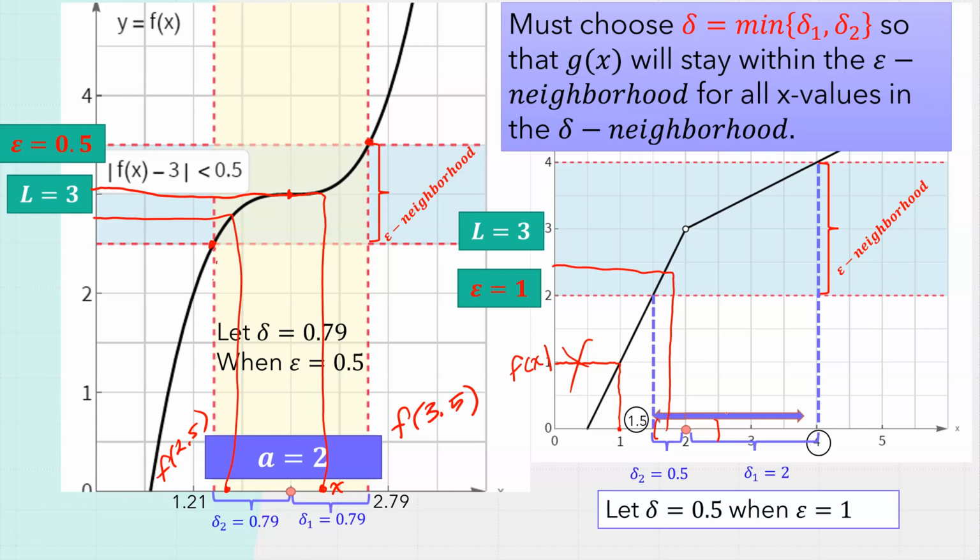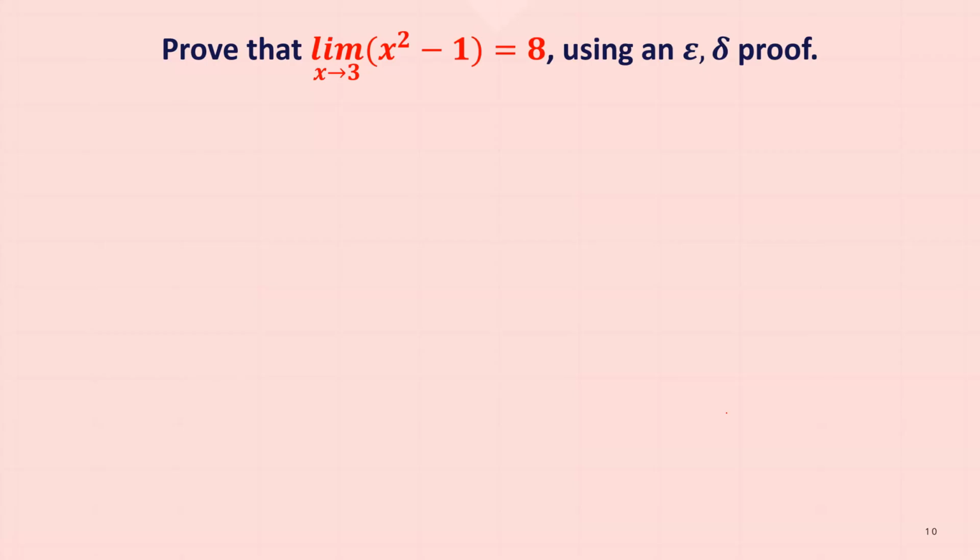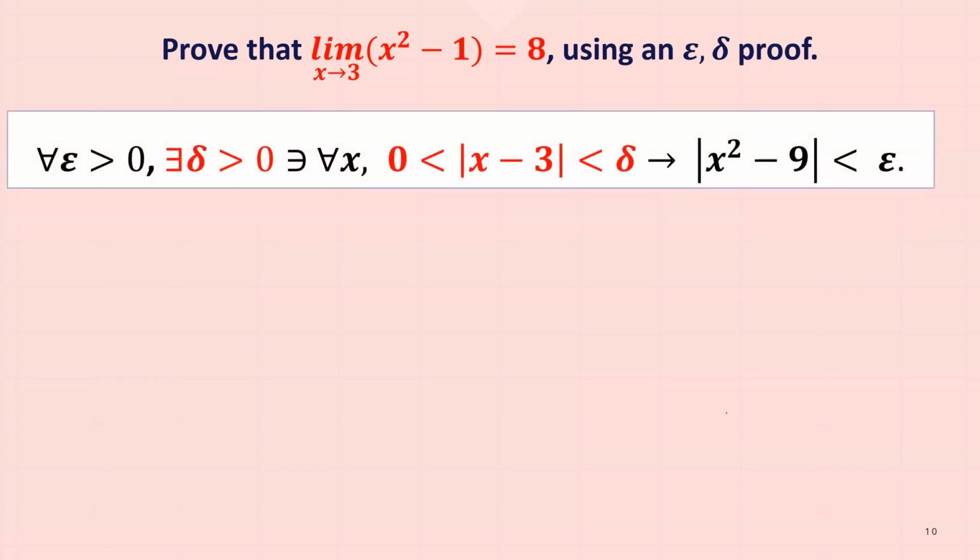So how does this all work out in a proof? A good function to demonstrate when things are not symmetrical is a quadratic. A line is linear, with a constant rate of change, whereas a quadratic has a changing rate of change. So let's prove that the limit of x squared minus 1 is 8 using an epsilon delta proof. Let's first write down what it means.